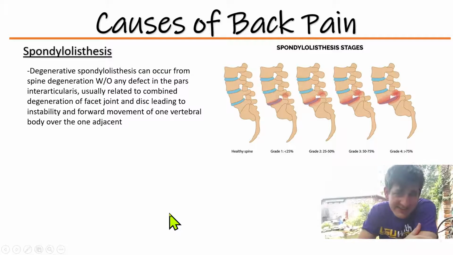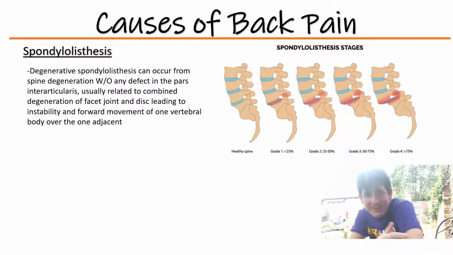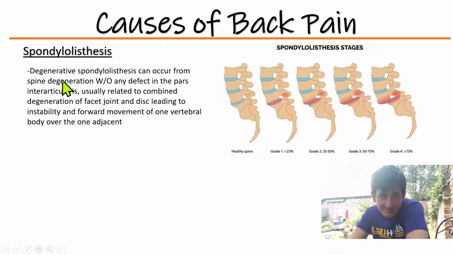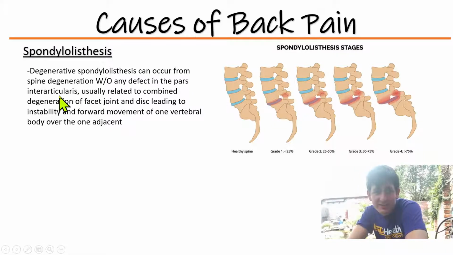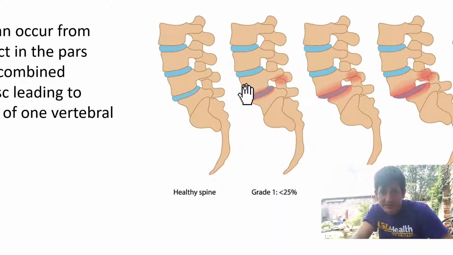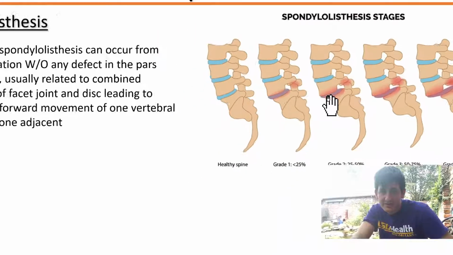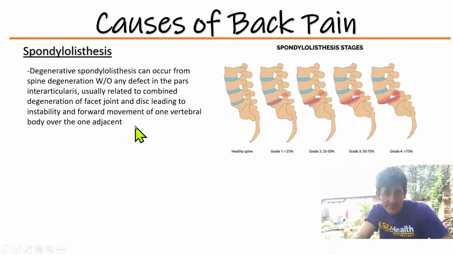Degenerative spondylolisthesis can occur from spine degeneration without any defects. So you have this degeneration, right? That's what we talked about first, spine degeneration. So it can occur from that without any defect in the pars interarticularis, which we will talk about in the next section, spondylolysis. Usually related to combined degeneration of facet joint and disc, leading to instability and forward movement of one vertebral body over the one adjacent to it. So we see that it's moving anteriorly over this S1.